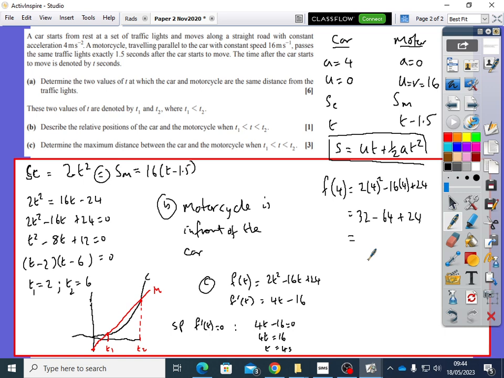So if I just add those up, I'll get that plus that will give me the 56 minus the 64, which gives me a minus 8. And because it is a distance, we can just take the modulus of that. So therefore, the maximum distance between the two will be 8 meters. So this is just in terms of displacement, but we can just say that the positive distance between them, the maximum distance between them, will be 8 meters. Okay, hope that helps. Thank you.